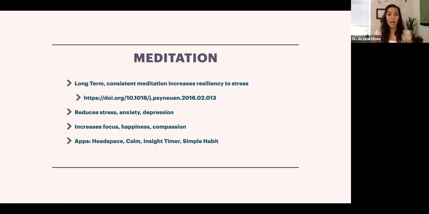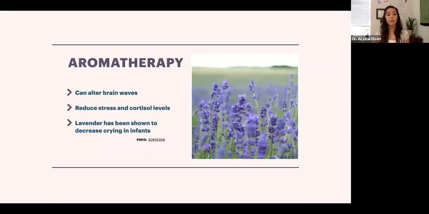Okay. And so another thing that has actually been shown to help is aromatherapy. That's a picture of lavender, which is growing like crazy right now. It alters your brain waves to put you in a more relaxed state, and reduces stress and cortisol levels. So literally you can just have lavender essential oil and smell that. There was a study that showed lavender decreases crying fits in infants. So that's pretty cool. If you have an infant, just put lavender mist everywhere so they don't cry as much, and you can get more sleep and more rest.